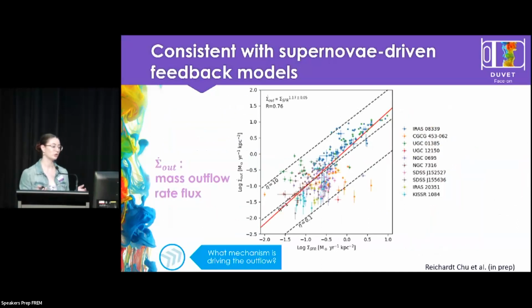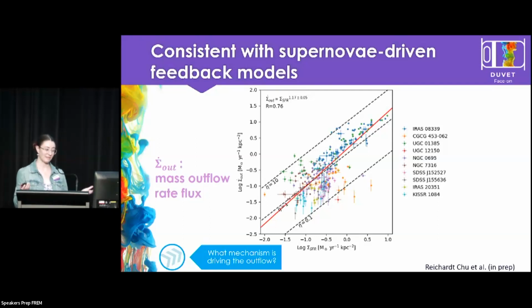We can also look at the mass which is coming out of the outflow and compare that to the star formation rate surface density. And we find that, again, this correlation is consistent with models where our outflows are driven by supernovae. And so you can think about if you have a higher star formation rate surface density in your galaxy, you're going to be forming more stars, which means more supernovae, which means more energy to drive more mass out of your galaxy, which explains this relationship here.